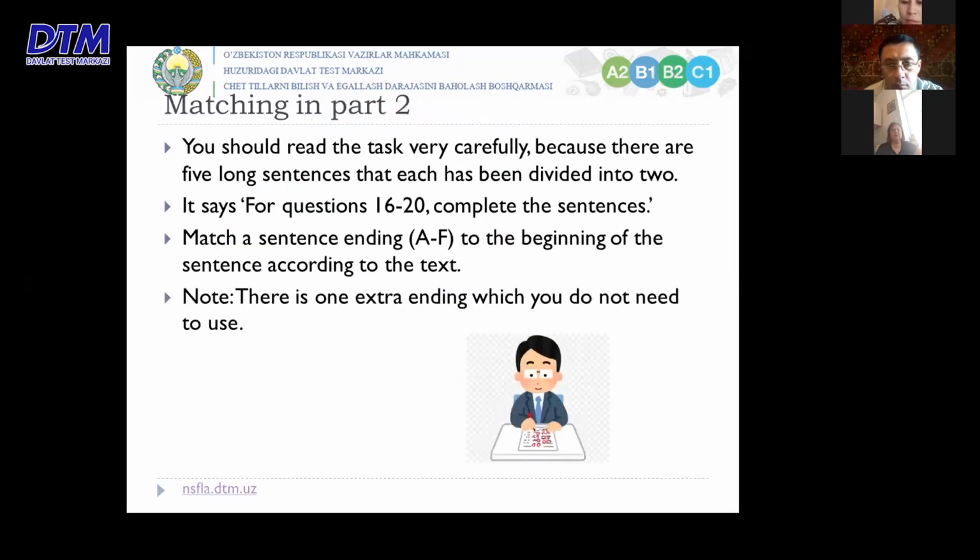And next is matching in part 2. You should read the task very carefully because there are 5 long sentences that each have been divided into 2 parts. The task says, for questions 16 to 20, complete the sentences. Match a sentence ending A to F to the beginning of the sentence according to the text. Note, there is one extra ending which you do not need to use.